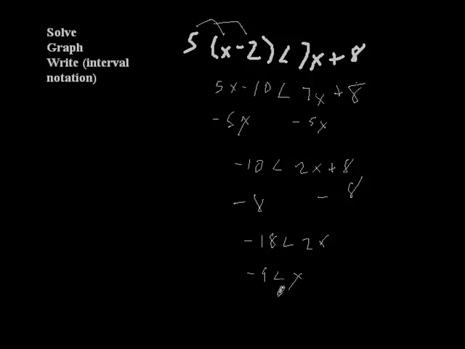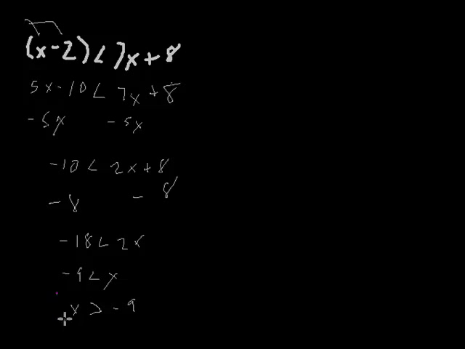Now before I graph, I'm going to rewrite my solution here. I'm just going to write x is greater than negative 9. And I haven't changed anything. I just moved the 9 to one side and the x to the other. If I look at the symbol here, x is still greater than negative 9. And on this side, x is still greater than negative 9. So I'm going to graph x is greater than negative 9.